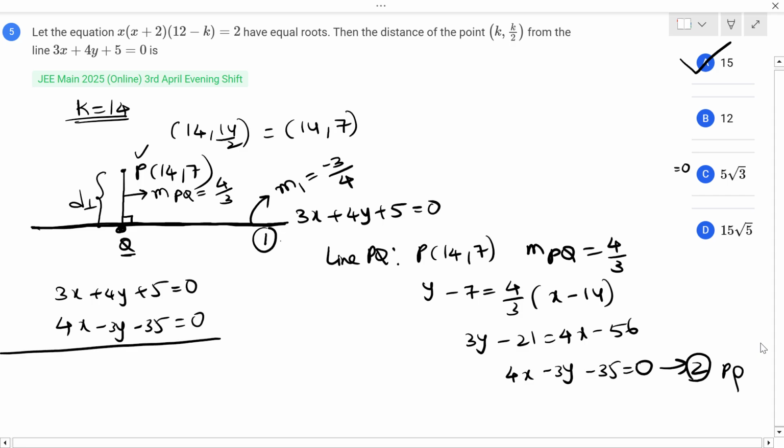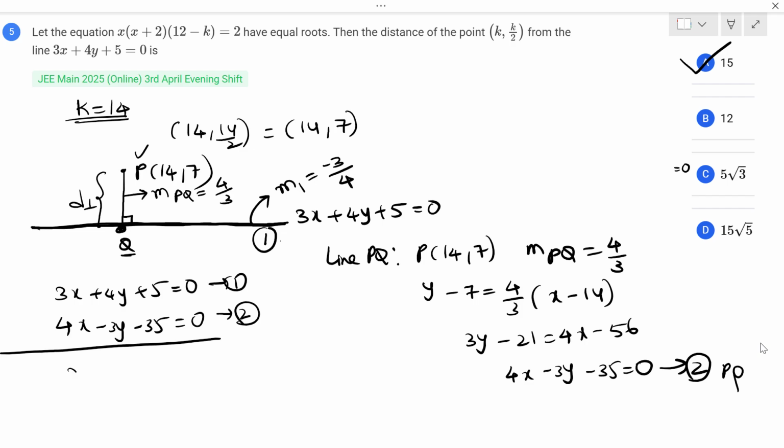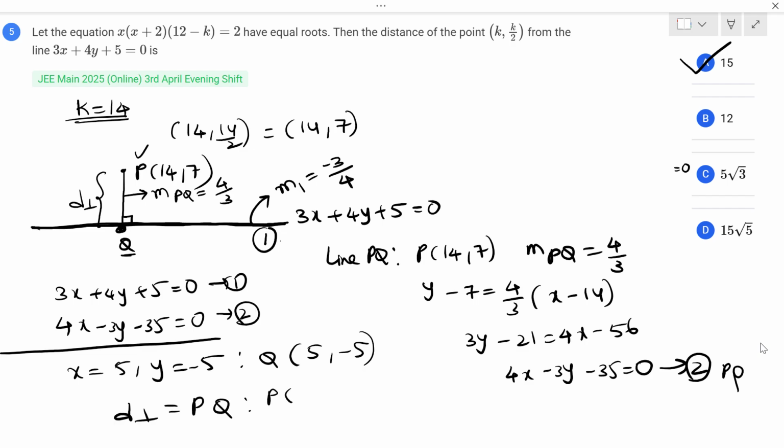When you solve these two equations 1 and 2, the point of intersection of these lines is nothing but point Q. You will get Q. So when you solve it, you will get x is equal to 5 and y is equal to minus 5. So the point Q you got as 5 comma minus 5. Now what is d perpendicular? d perpendicular is the distance between P and Q. So I have P as 14 comma 7 and Q as 5 comma minus 5.